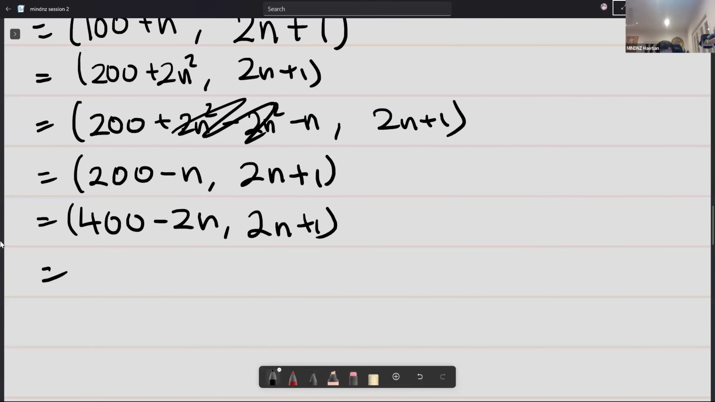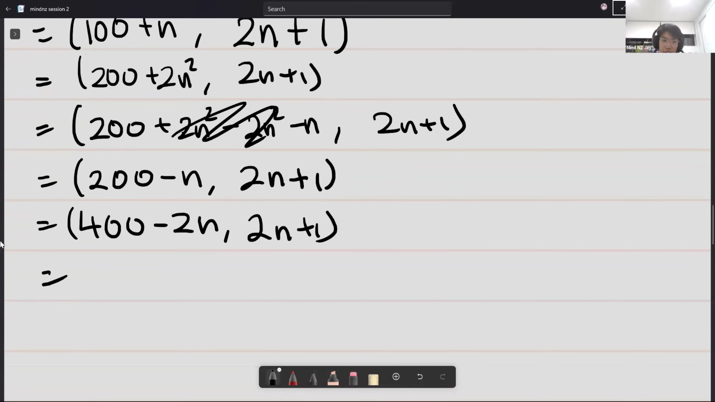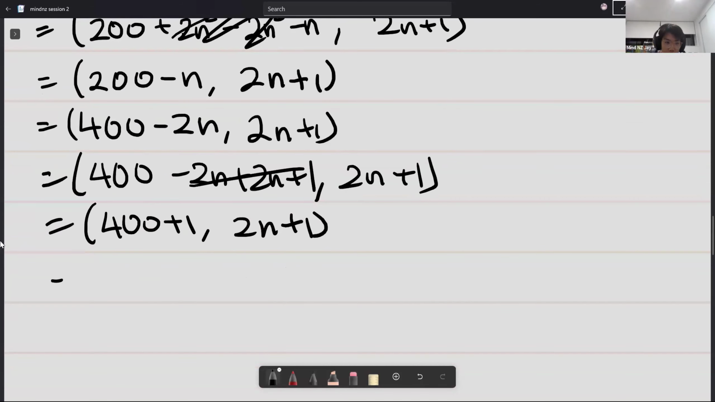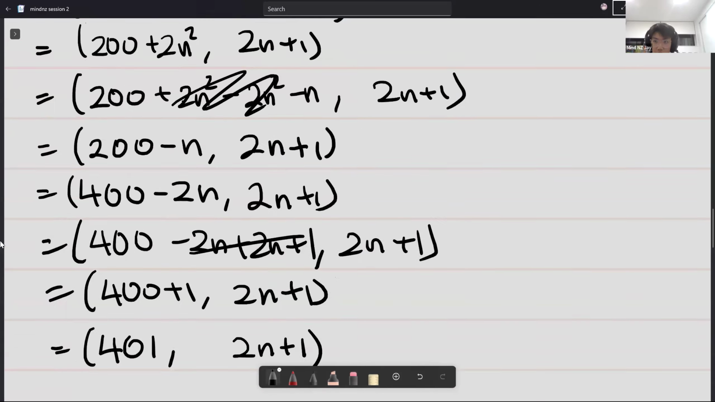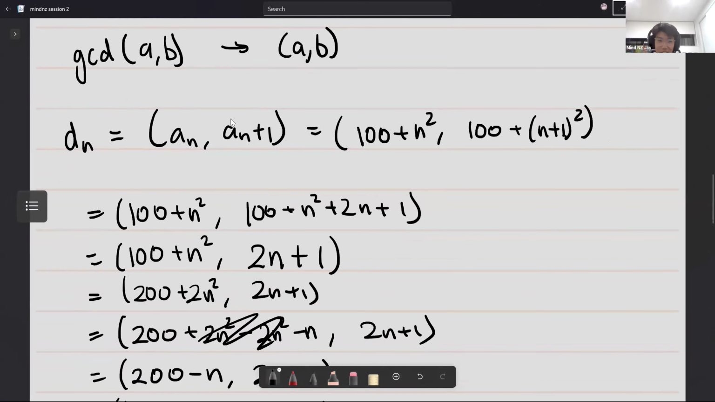And if we do the Euclidean algorithm on this one more time, instead of taking away, we can add. So we can do 400 minus 2n plus 2n plus 1. And these cancel. 2n plus 1. And this is equal to 400 plus 1, 2n plus 1, which is equal to 401, 2n plus 1. Right, does that all make sense? I hope that all makes sense. And I hope that was all right.